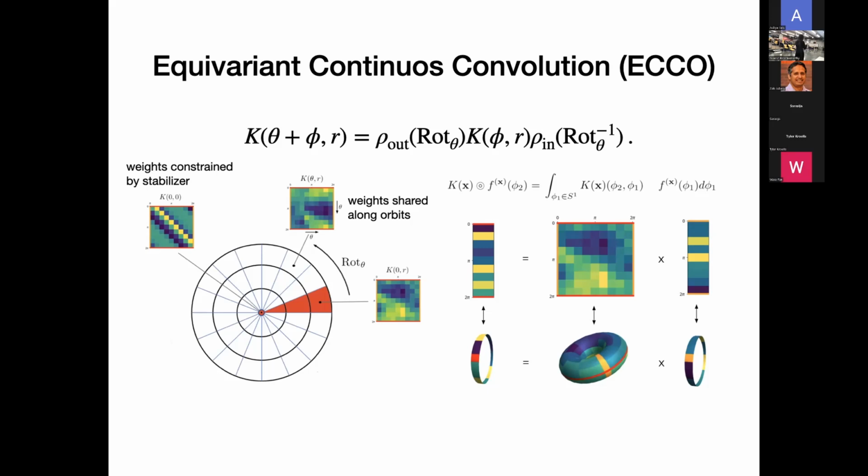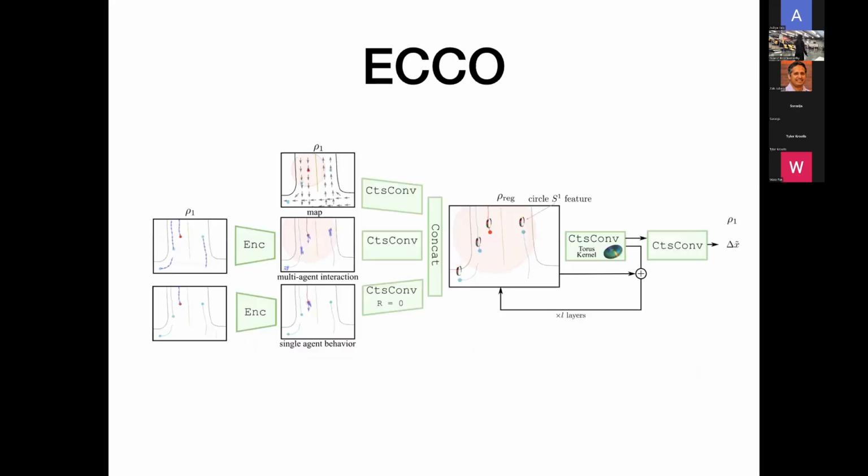So this is how we design an equivariant continuous convolution, or we call it ECHO, and we can apply this type of model to a regular trajectory prediction model in self-driving cars. We have the different trajectories from agents, we encode these trajectories using some neural network, and then we encode the map information, the multi-agent interactions, and the single-agent behavior, each of them using our designed continuous convolutional kernel. Then we concatenate these hidden representations, and go through another set of continuous convolutions, eventually generating a prediction, in this case the delta x, which is the displacement from the prediction. So when we make a forward prediction for the trajectories, we just add this position displacement to the current position.